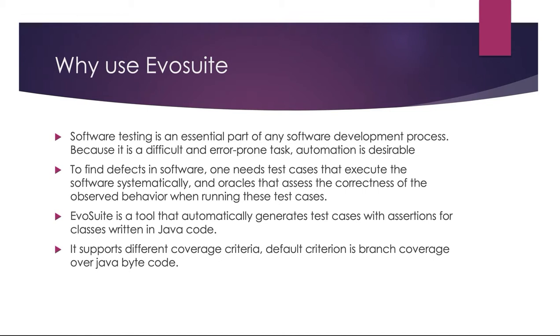evosuite is a tool which generates test cases along with the assertions for Java code. It supports various coverage criteria, but the default one is the branch coverage.